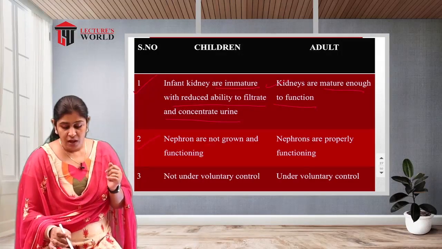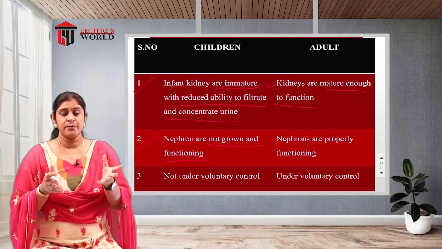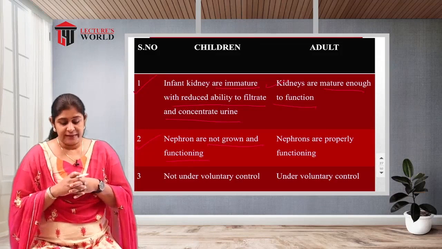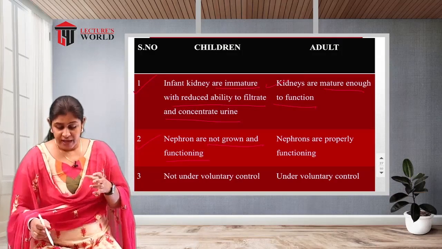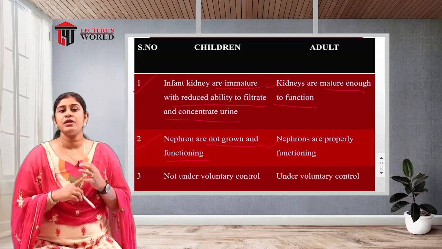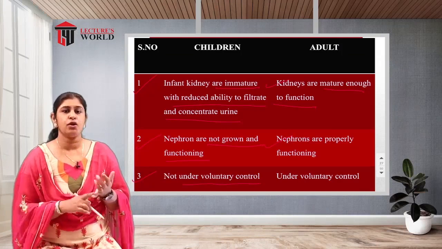Second, the nephrons are not grown and functioning. The nephron is present in the urinary system, right? The nephrons are not yet grown and not yet functioning, whereas in adults the nephrons are functioning properly.